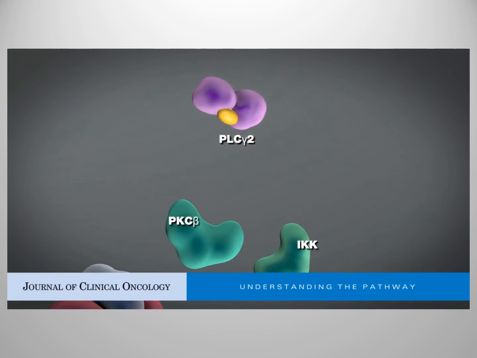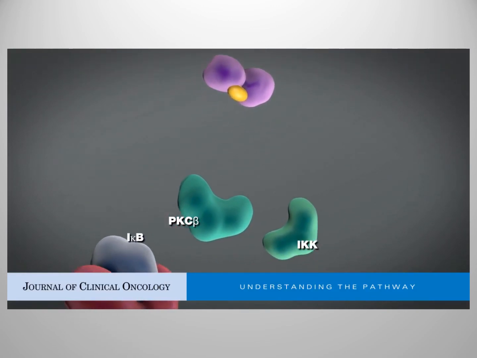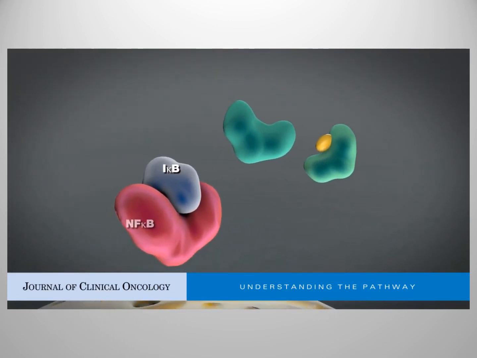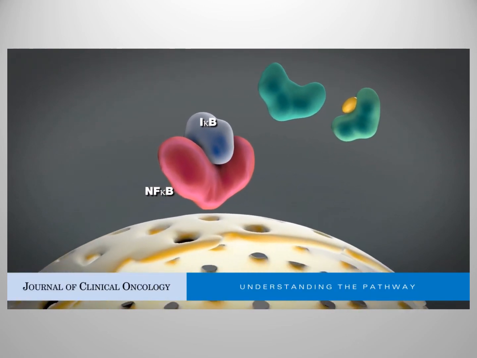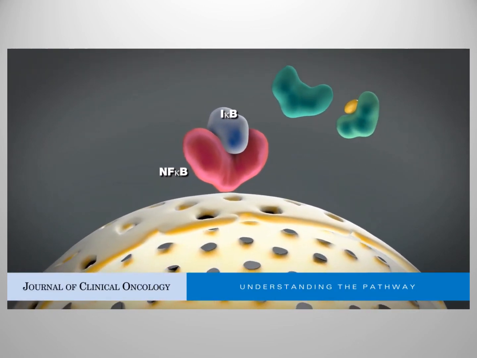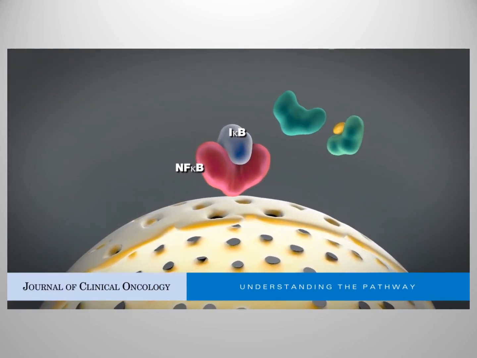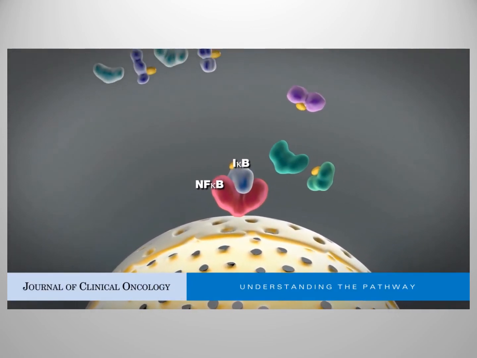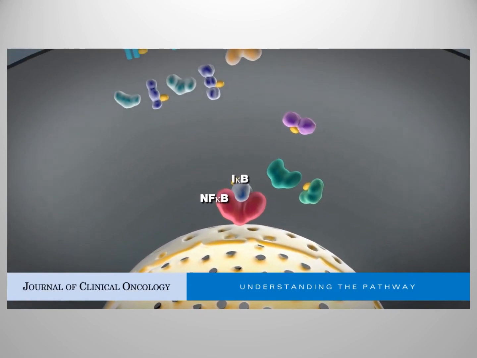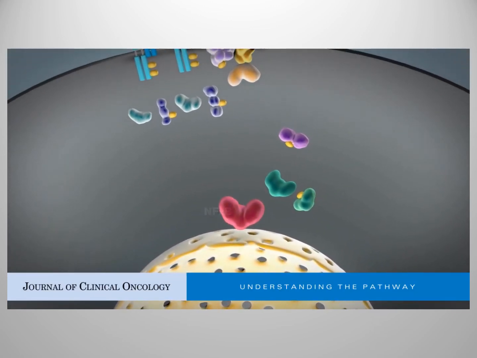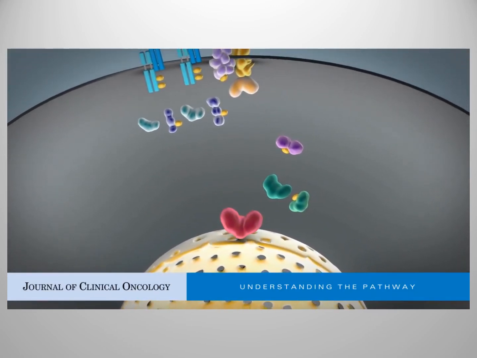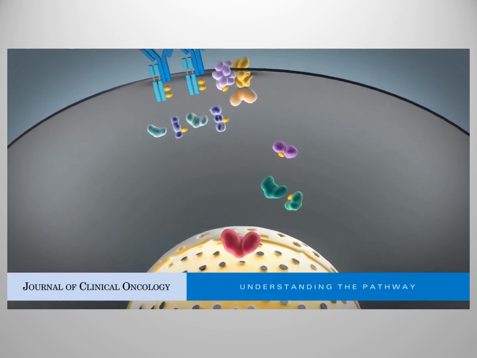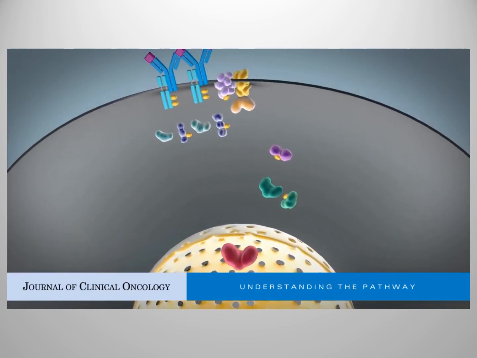activate protein kinase C-beta, which then phosphorylates IKK. Phosphorylation of I-kappa B by IKK results in the destruction of I-kappa B, leading to the release of NF-kappa B transcription factors that are then free to translocate into the nucleus, where they promote expression of genes regulating cell proliferation and survival.